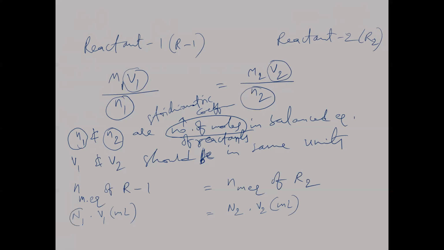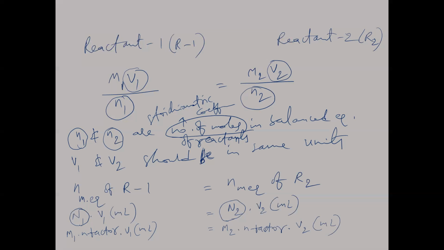Again, in place of N1, what formula can we take? In place of N1, we take the molarity of the first one into the N factor. Here we are taking the N factor, meaning the valency factor, into the volume in ml. In place of N2, we take the molarity of the second reactant into the N factor of the second reactant into the volume of the second reactant in milliliters.